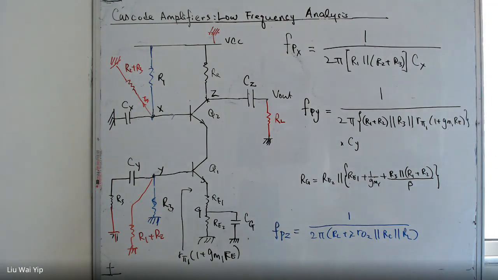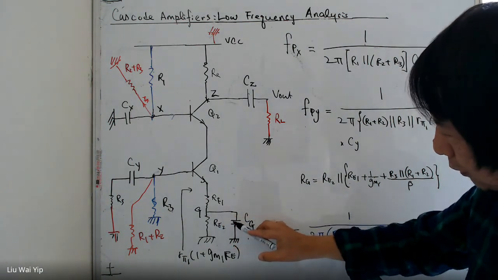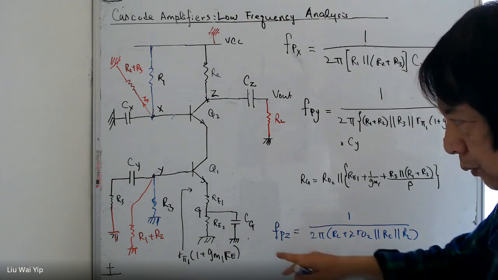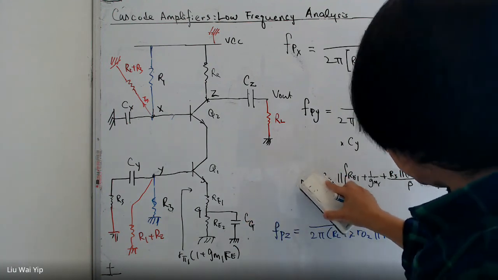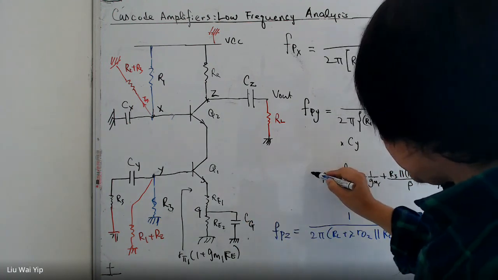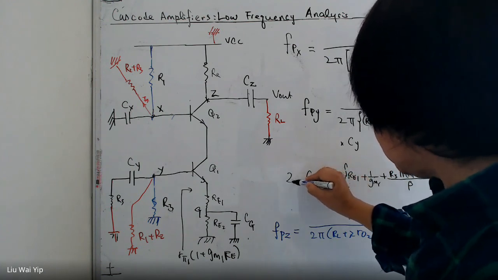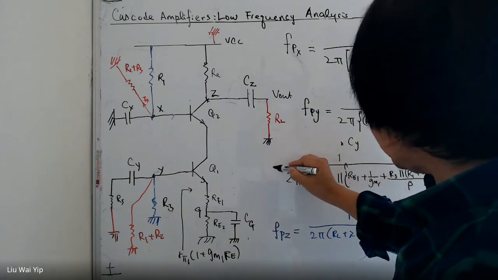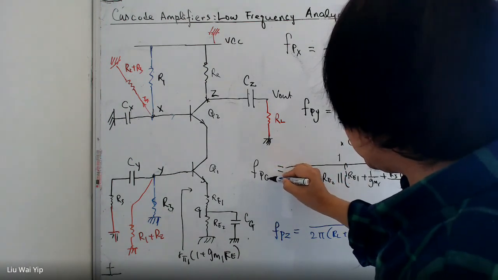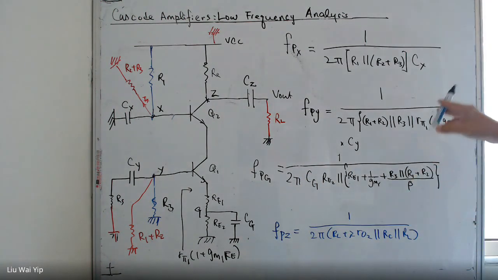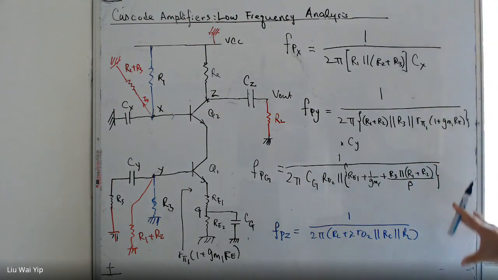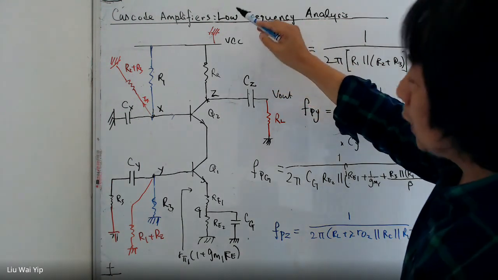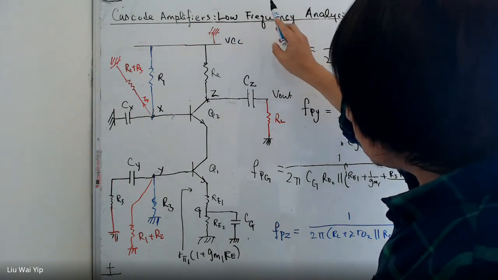And to find the pole associated with node G, we need to find the capacitance. So what we can do is 1 over 2 pi times RG times CG, and this is FPG. So altogether, we have found all the poles here, and all these poles are the low frequency poles.